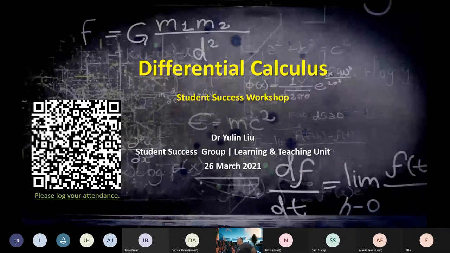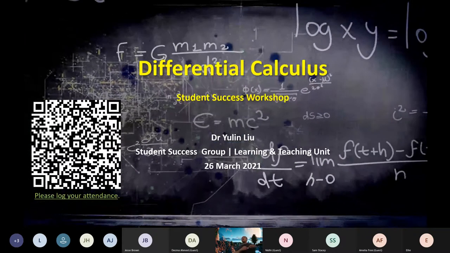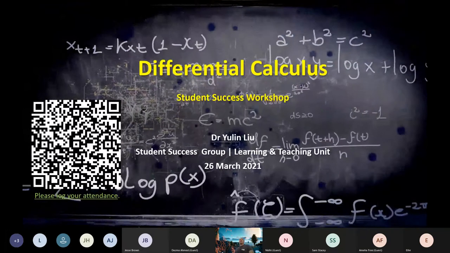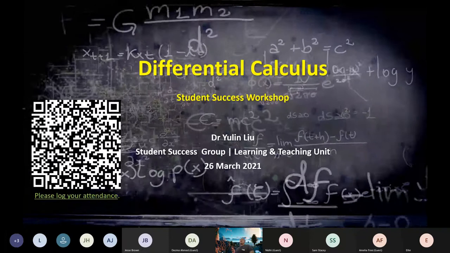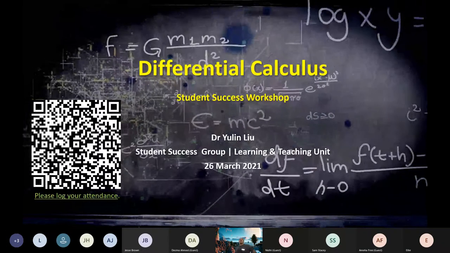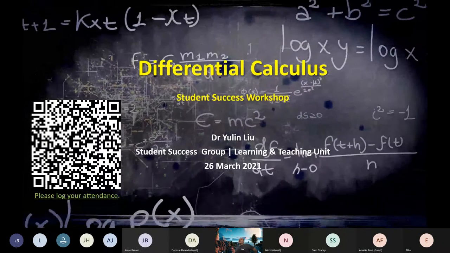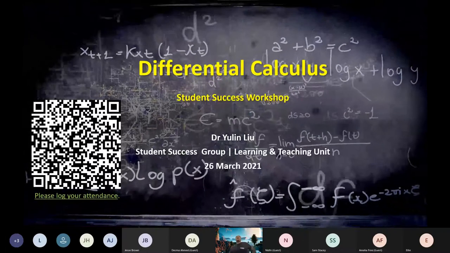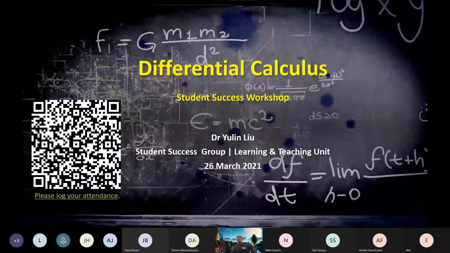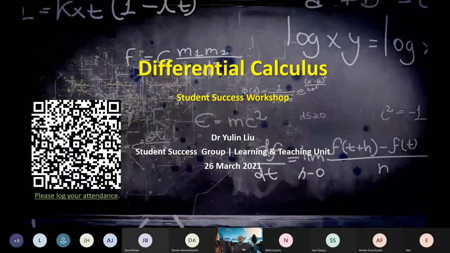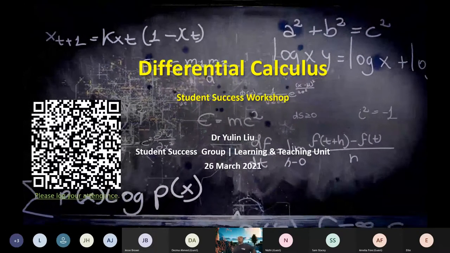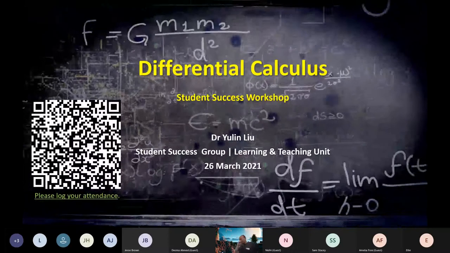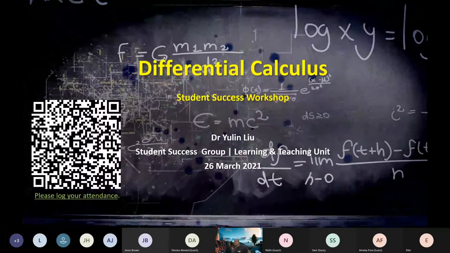Through Teams. My name is Yulin Liu, and I'm from the Student Success Group in the Learning and Teaching Unit. What we do is support students across the university with studies in math, science, IT, engineering, and also academic skills, language, academic writing, presentation skills, and career skills, like looking for a job, preparing for interviews, writing job applications, resumes, this kind of stuff.